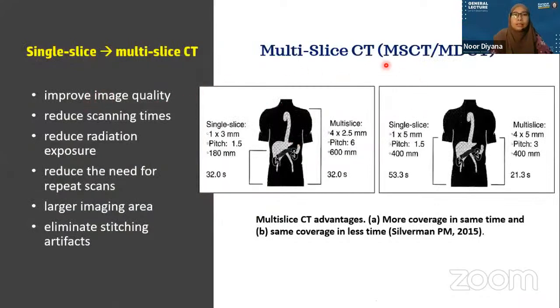So this is MSCT. Using multi-slice CT, you can improve your image quality because the detector element is very small, so the spatial resolution is increased. And because you get multiple slices per scan, you can reduce scanning time and reduce radiation exposure, and at the same time you can reduce the dose.